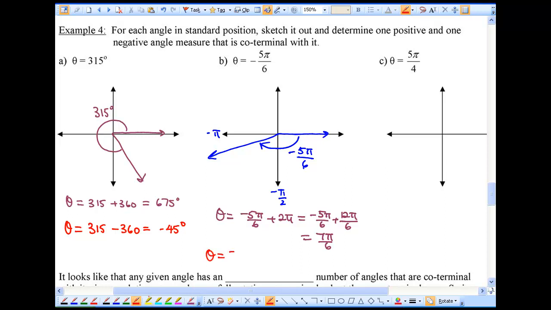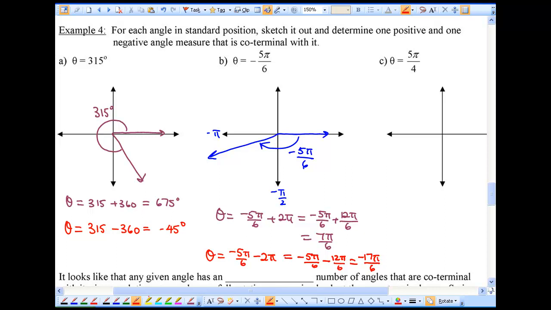Similarly, if I want another negative, I will instead subtract 2 pi. And of course, that's the same thing as negative 5 pi over 6 minus 12 pi over 6. Negative 5 take away 12. How about negative 17 pi over 6? Ta-da! Okay. And before I do part C, why don't you try part C?